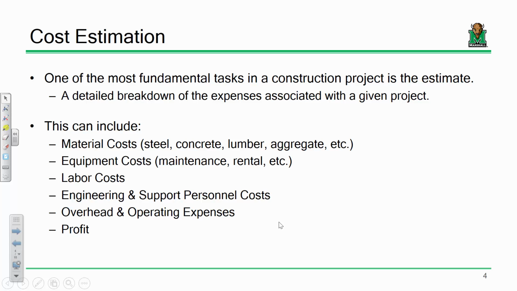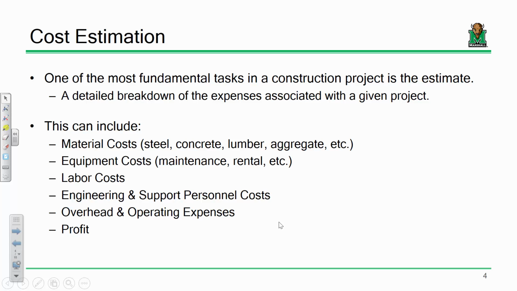Basically what we're trying to do is a detailed breakdown of the project as much as is necessary in order to assess the feasibility of our design. And this can include quite a bit. We're not just talking about material: how much does the steel cost, how much does the concrete cost, the lumber, the bolts, all that. We're talking about equipment costs. Do we have to rent a crane? Do we have to rent a dozer? Maintenance on that equipment, etc.